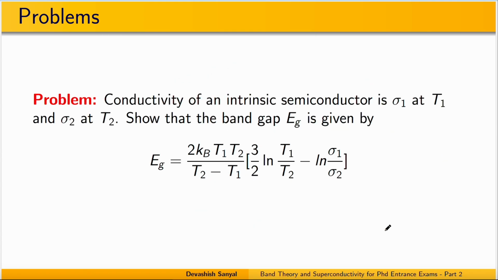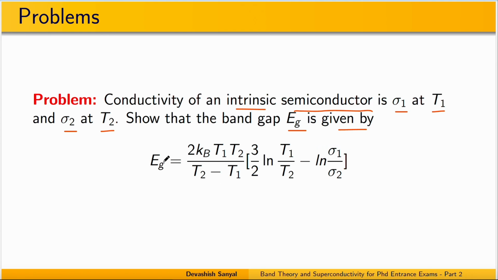For the next problem, it is given that the conductivity of an intrinsic semiconductor is sigma 1 at T1 and sigma 2 at T2. Show that the band gap Eg is given by this expression. So you have been given the conductivities sigma 1 and sigma 2 at the two temperatures T1 and T2.